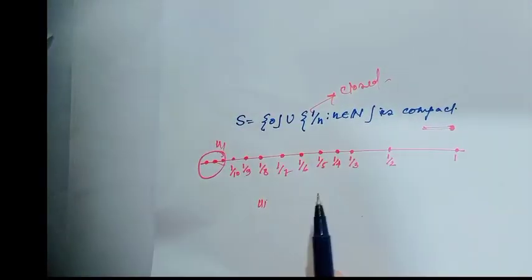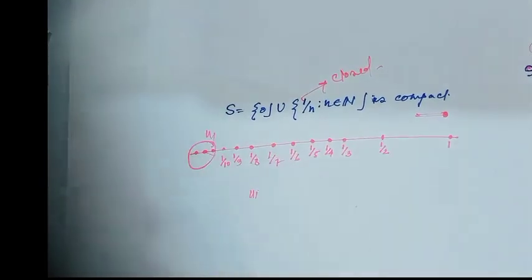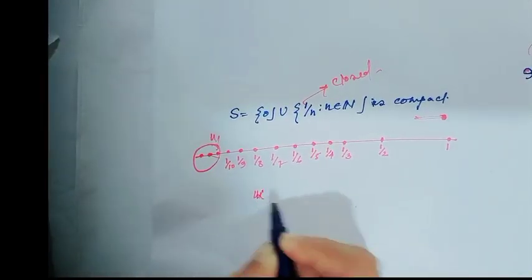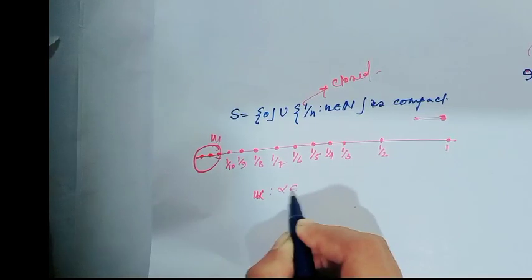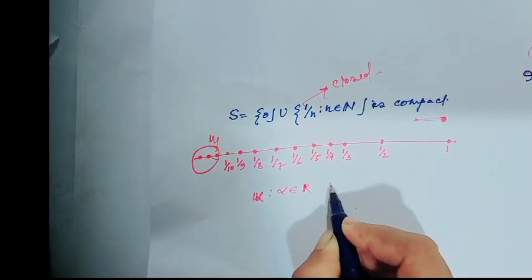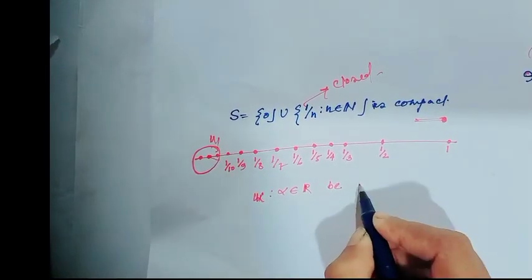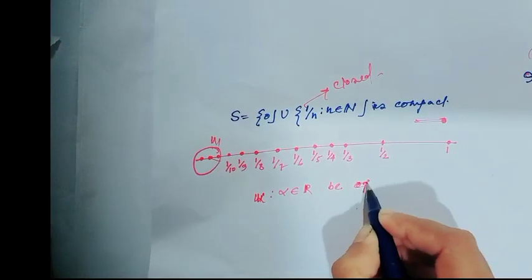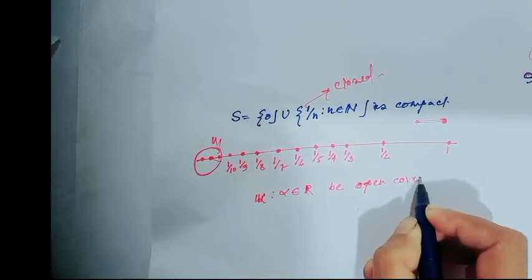Since we have to prove the set S is compact, consider U_alpha where alpha belongs to the real numbers, to be an open cover of the set S.